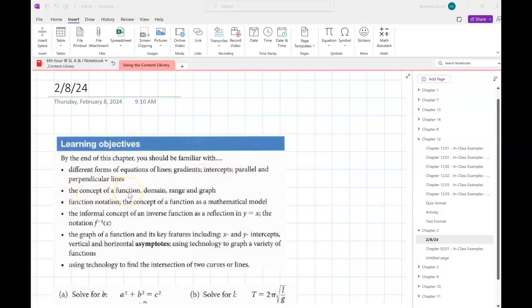Concept of a function. Domain and range. Graphing a function. Function notation. The concept of an inverse function. Key features of a graph like x and y intercepts, vertical and horizontal asymptotes. Using technology to find the intersection of curves or lines. These are the learning objectives for this chapter. This should all sound like, hey, I already know how to do this stuff. Is that okay? Let's go review and do some examples of things that you'd be expected to be able to do, right?